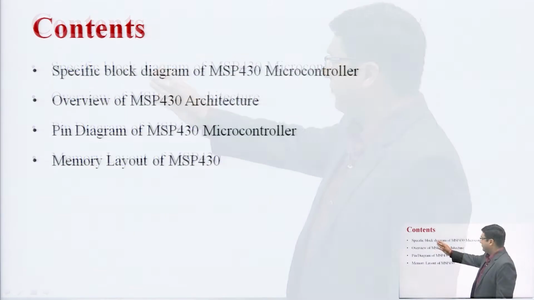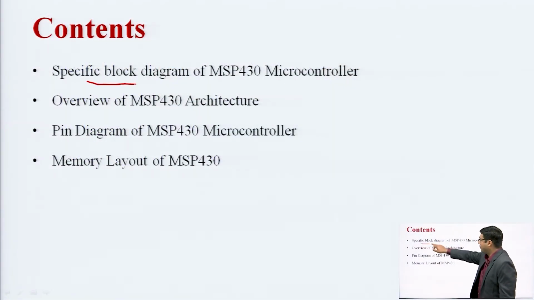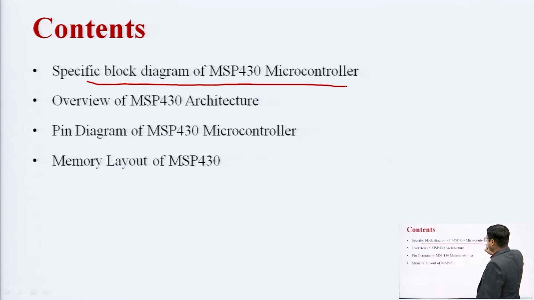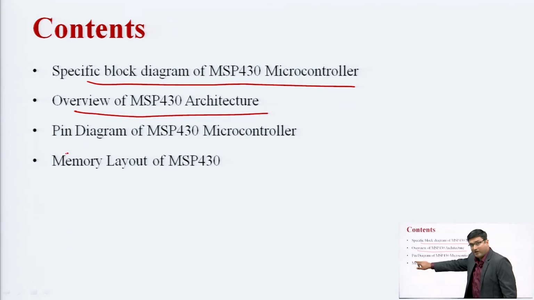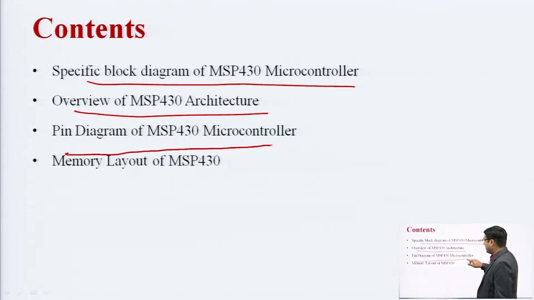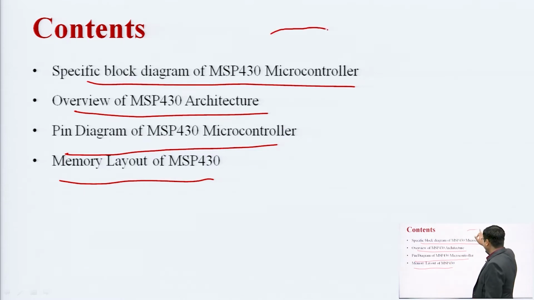We have completed unit number one of the subject Microcontroller and Embedded Systems Design, code KEC 061, and in unit two we have started with the MSP 430 microcontroller block diagram. In this lecture we will discuss the MSP 430 pin diagram and memory layout. The table of contents for today's lecture is: the specific block diagram of the MSP 430 microcontroller, an overview of the MSP 430 architecture, the pin diagram of the MSP 430 microcontroller, and the memory layout of the MSP 430. We will cover all these topics.